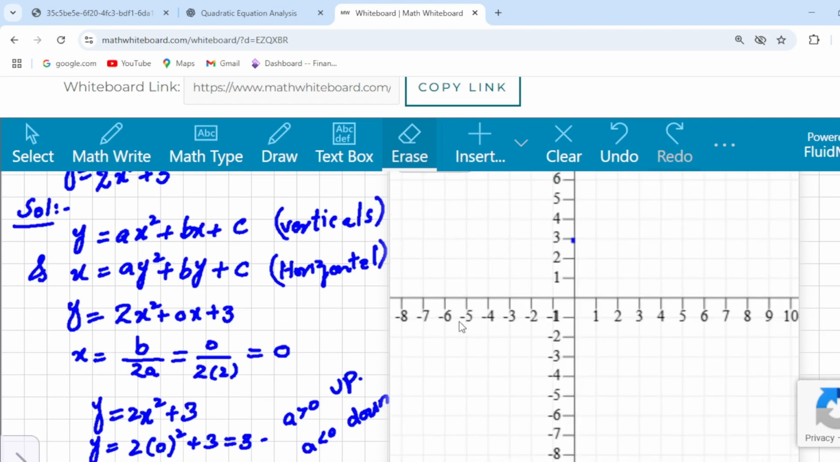So I have to take two values on the left of x equal to 0 and two on the right of x equal to 0. For example, on the left of x equal to 0, I will take x equal to -1 and x equal to -2, and I have to find the value of y for these two. And on the right, I will take x equal to 1 and x equal to 2.